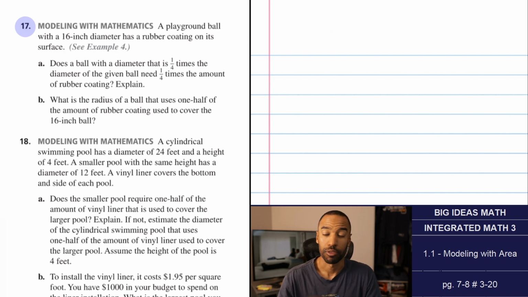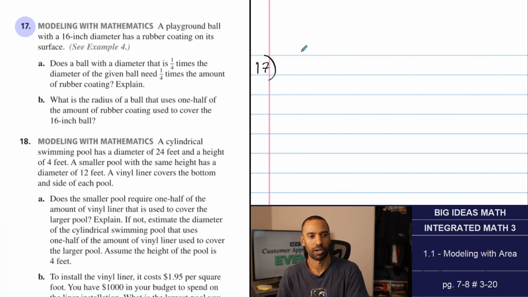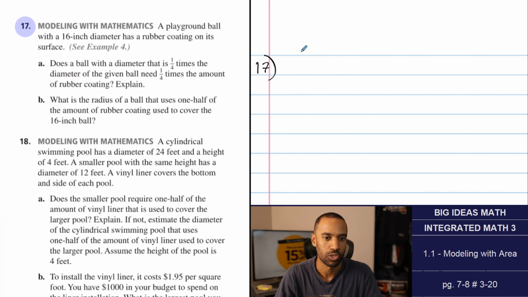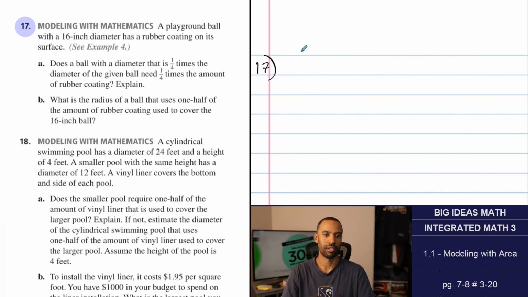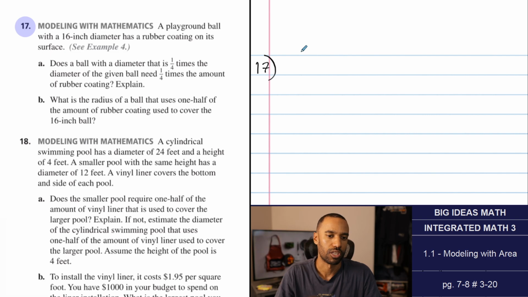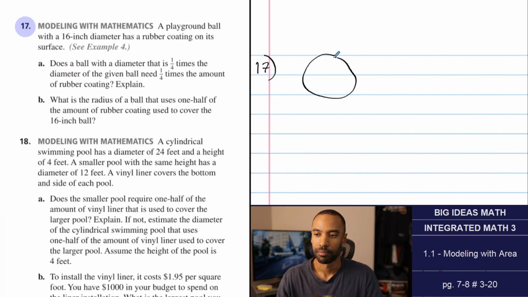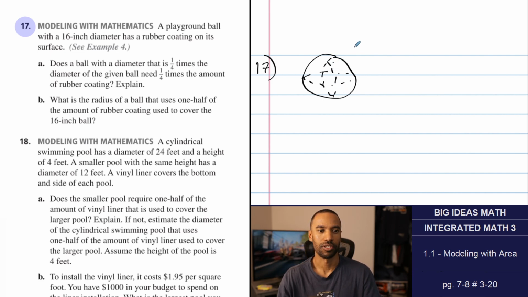Number 17, modeling with mathematics. A playground ball with a 16-inch diameter has a rubber coating on its surface. Does a ball with a diameter that is 1/4 times the diameter of the given ball need 1/4 times the amount of rubber coating? Explain. What's the radius of the ball that uses half of the amount of rubber coating? Okay, so a few things. Playground ball, that's a sphere. Okay, so a sphere. I can't draw spheres very well, but there it is.